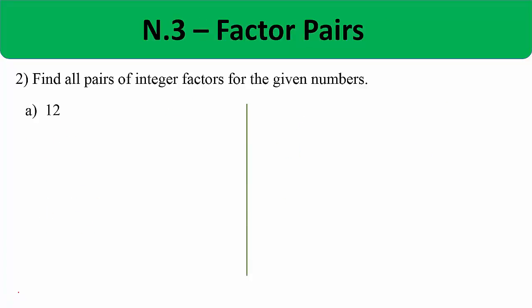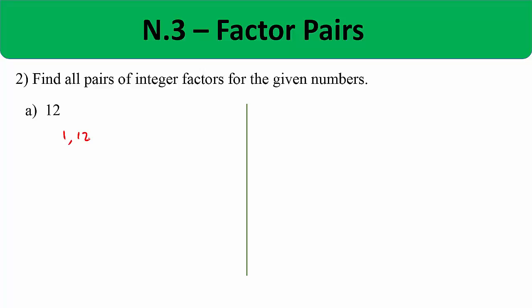The next section is going to talk about factor pairs. The directions here say to find pairs, so we need two numbers that are integer factors of the given number. Now in this case, they do not have to be prime. So what are two things that multiply to equal 12? Well, the most obvious would be 1 and 12, right? Every number you can get by multiplying it by 1.